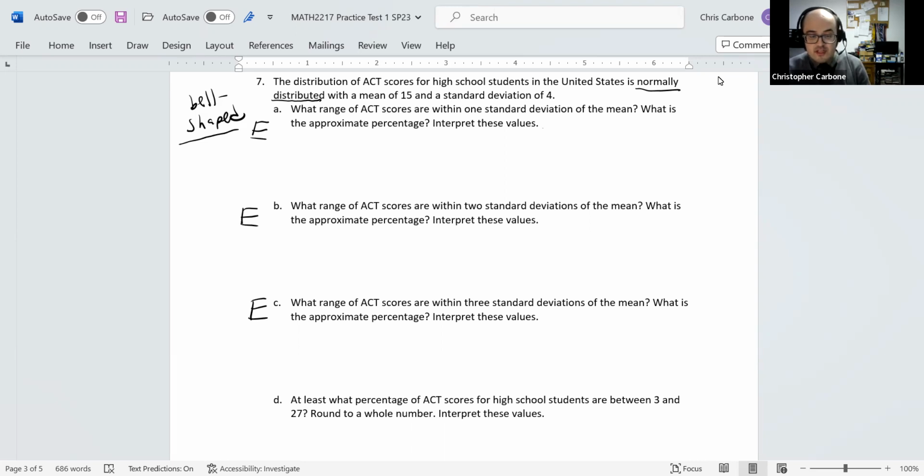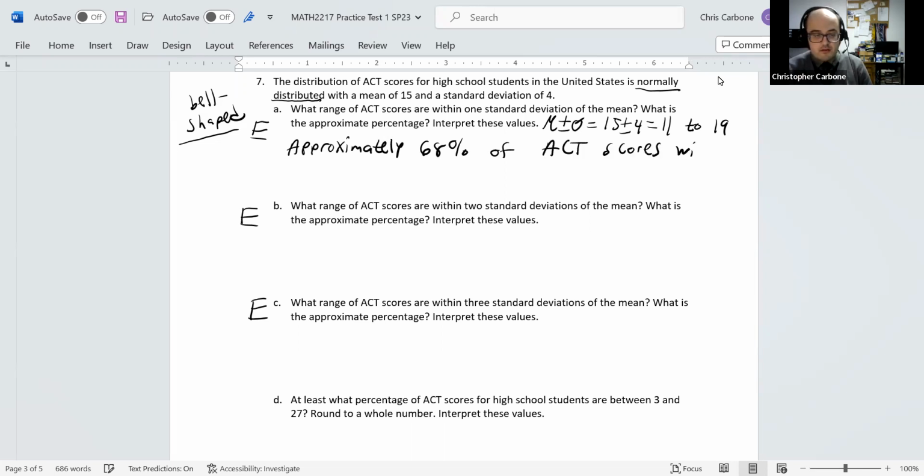For 1 standard deviation of the mean, we're adding and subtracting 1 standard deviation. This will be 15 plus or minus 4. So subtracting, we get 11, and adding, we get 19. And the percentage, according to the empirical rule for this, is approximately 68% of ACT scores will be between 11 and 19.